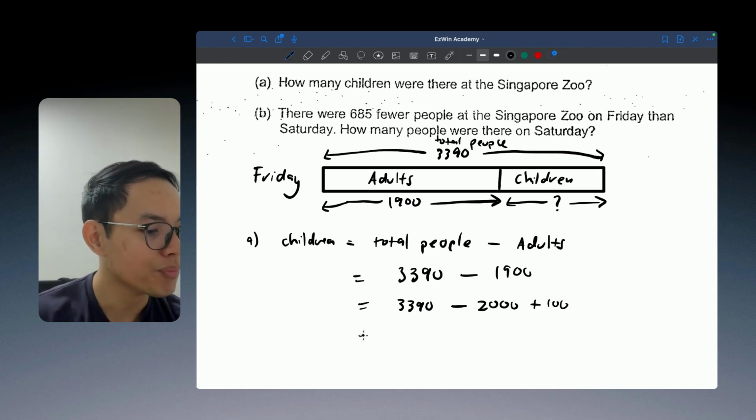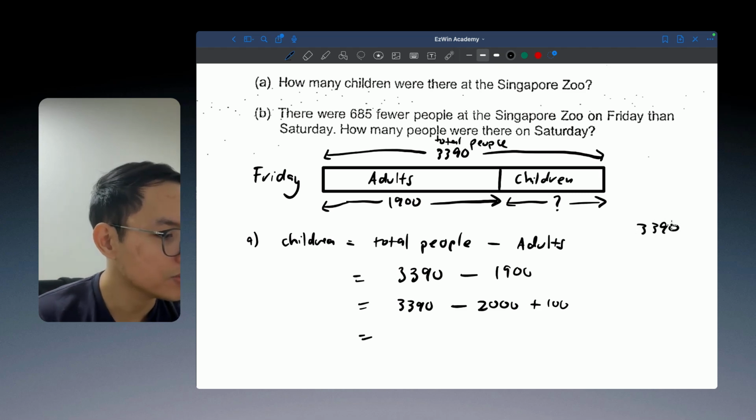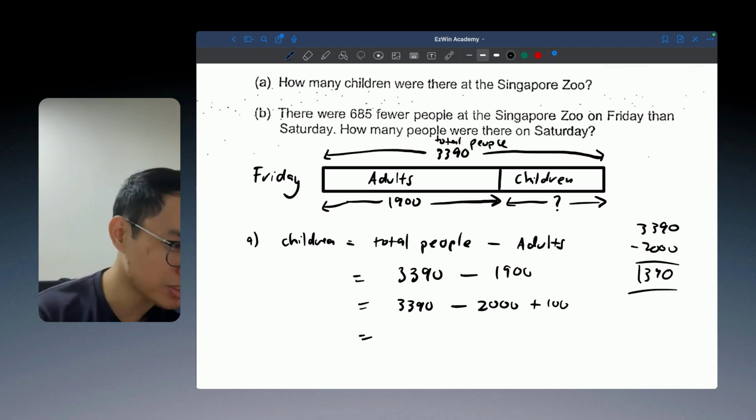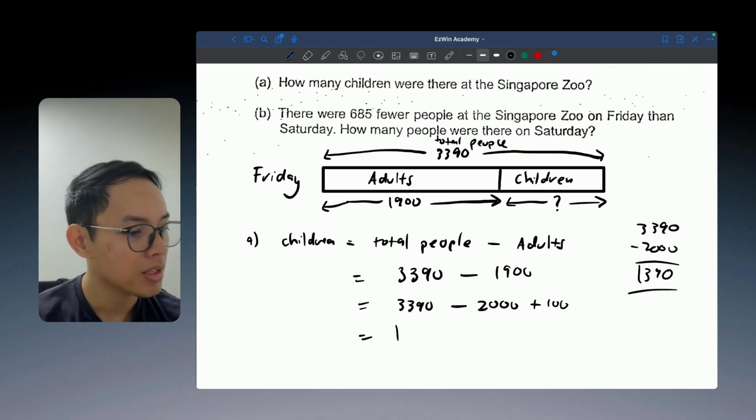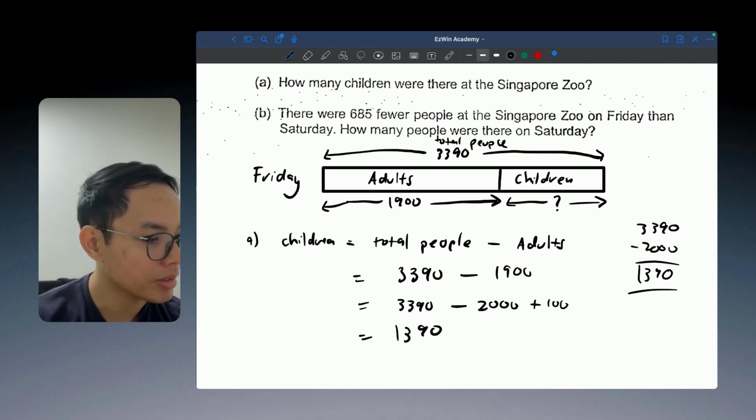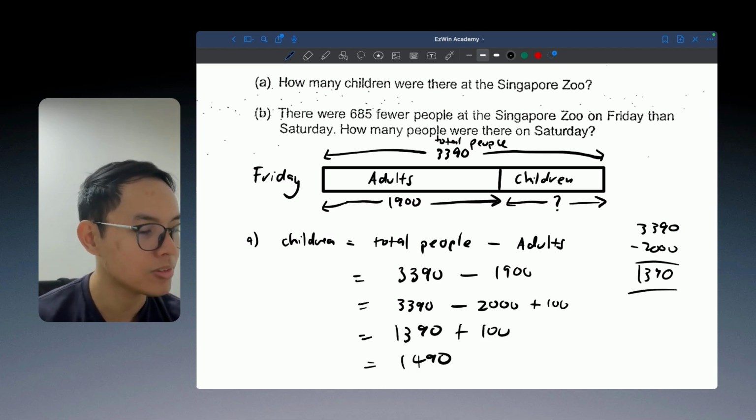So essentially, you can write down 3,390. If you want to work it out, you can also, minus 2,000. Then this should be, you probably know, 1,390. Because all of the other numbers are minusing off 0, you just put the same number. So you put here 1,390, and then plus 100, and this is equal to 1,490.